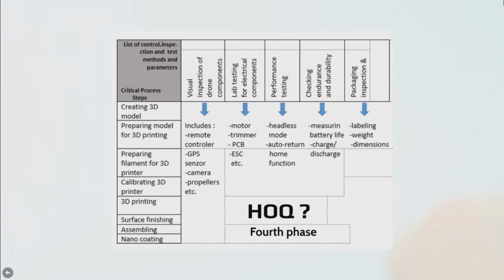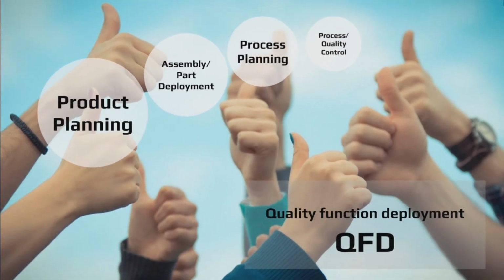Now let's make a brief summary of QFD process for drone. So quality function deployment begins with product planning and continues with product design and process design and finishes with process control, quality control and testing. And QFD method is powerful methodology for planning a product like drone, and it reduces development time and costs in the process of drone production.